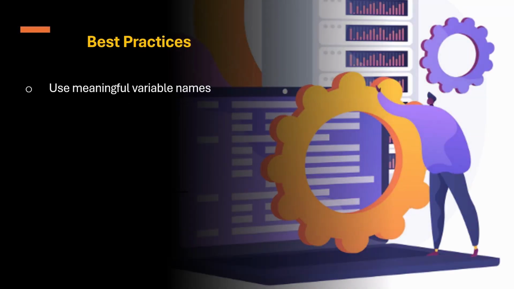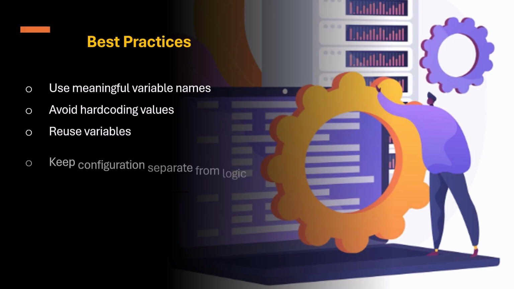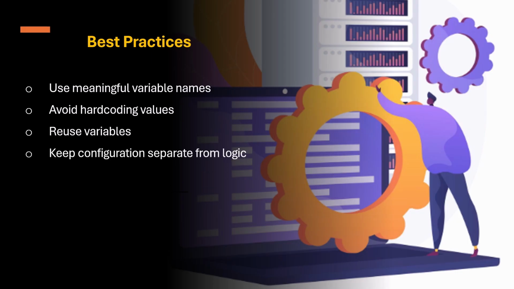To conclude, here are a few best practices when working with environment variables. Always choose meaningful variable names that describe their purpose. Avoid hard-coding values directly inside your pipeline wherever possible. Reuse variables instead of repeating the same information throughout different stages. Separate configuration from business logic so changes become easier to manage. Finally, remember that Jenkins already provides many useful built-in variables, so take advantage of them before creating your own. Following these practices results in a cleaner, more maintainable, and production-ready Jenkins pipeline.